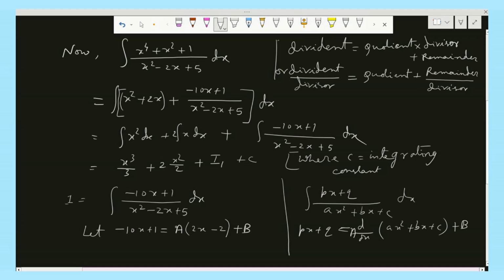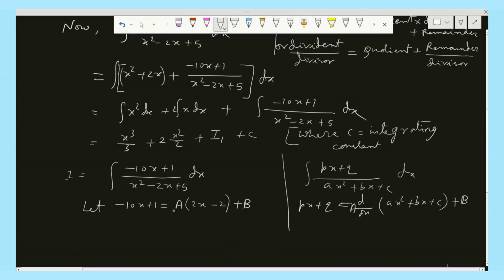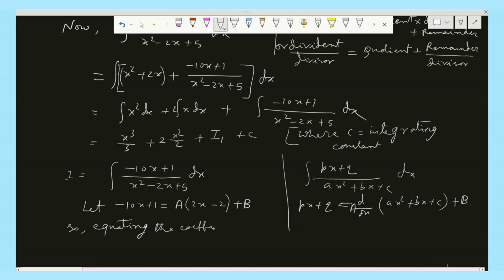This is an identity, so equating the coefficient of x square and constant terms, or equating the coefficient of x square and x to the power 0. This is done to find the value of a and b. So equating the coefficient of x and x to the power 0, that is constant terms. Both ways can be said.